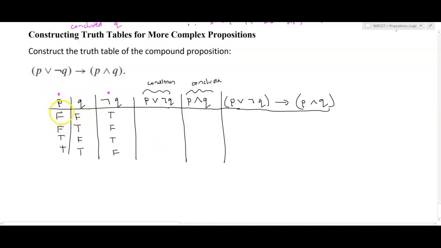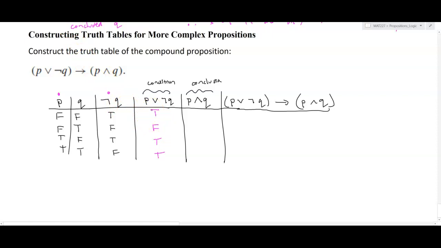And I see that here I have a false or true. Here I have a false, false. Here I have a true, true. And here I have a true, false. All right, good. So now I have the truth values for the condition.